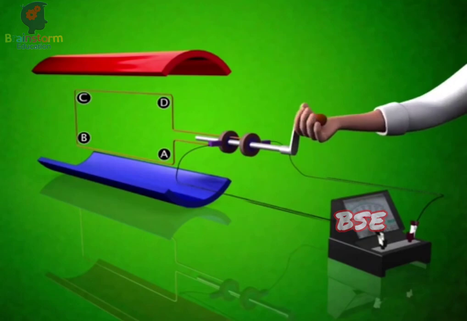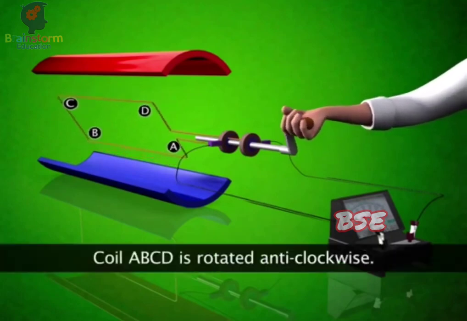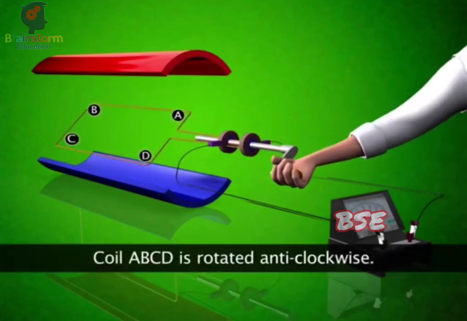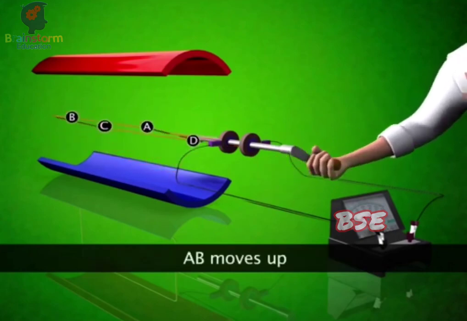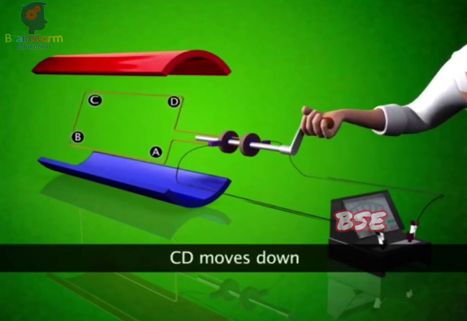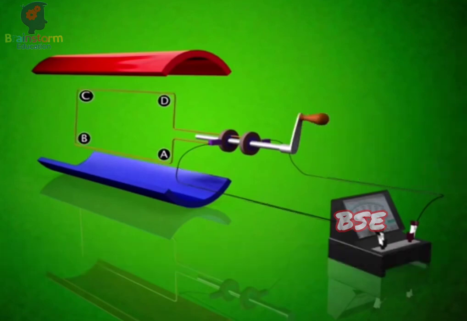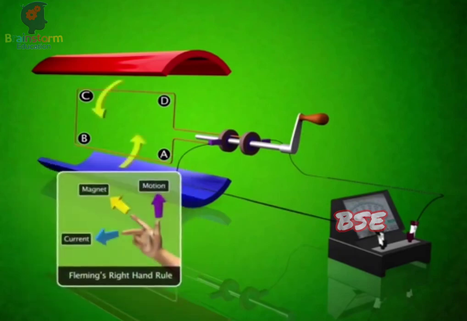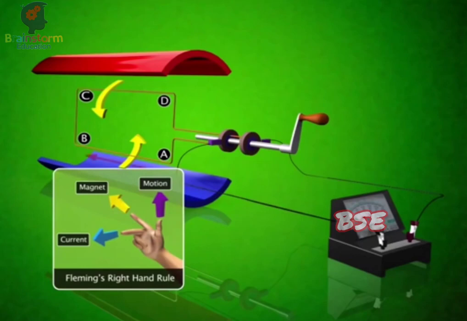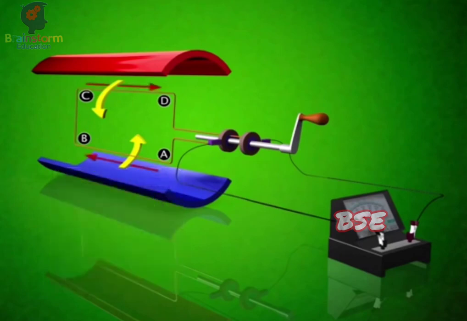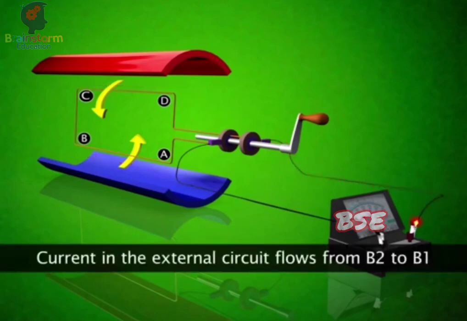The axle attached to the two rings is rotated anticlockwise. Arm AB moves up, and the arm CD moves down in the magnetic field. To find the direction of the induced current, you can use Fleming's right-hand rule. The direction of the induced current is now ABCD. This means that the current in the external circuit flows from B2 to B1.